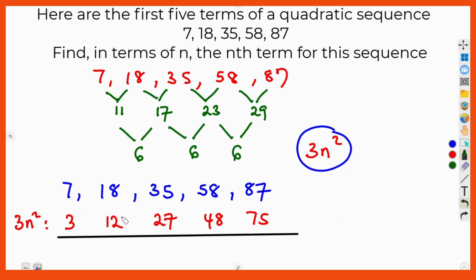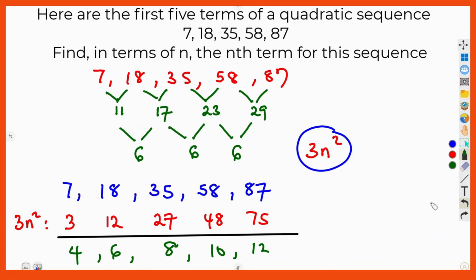Alright, so what we do here, we will look out for the differences. We're going to subtract the numbers. We do 7 take away 3, that will be 4, and 18 take away 12 is 6, and 35 take away 27 is 8, and 58 take away 48 is 10, and 87 take away 75 will be 12. Now if you take a look at this sequence, you can immediately notice that this is a linear sequence, because the number goes up by the same number each time.